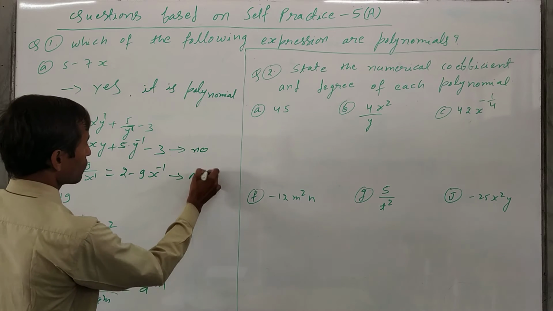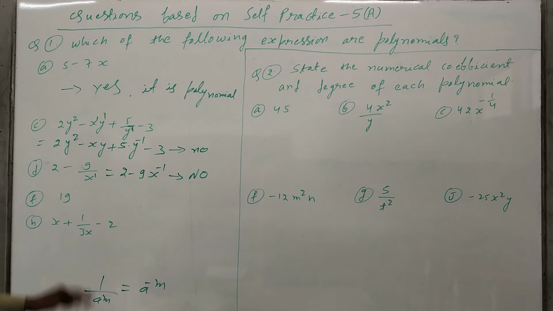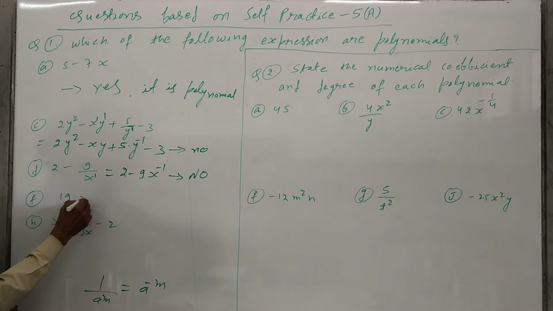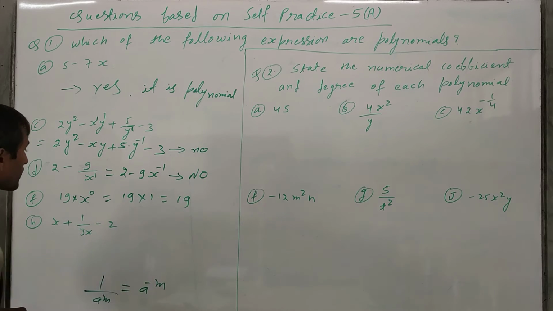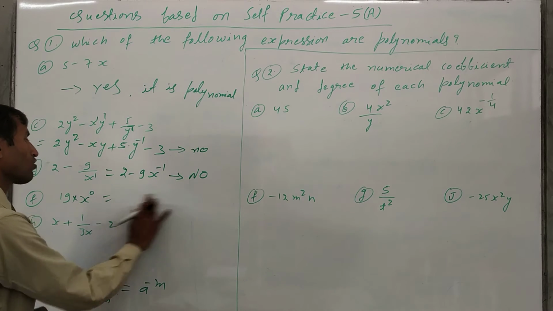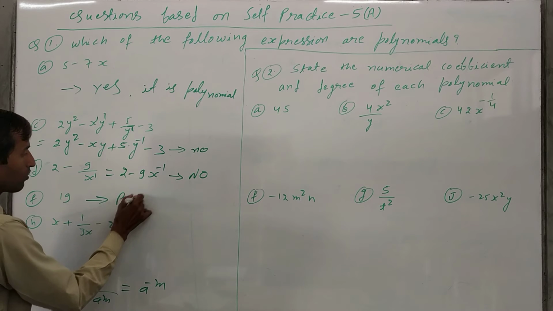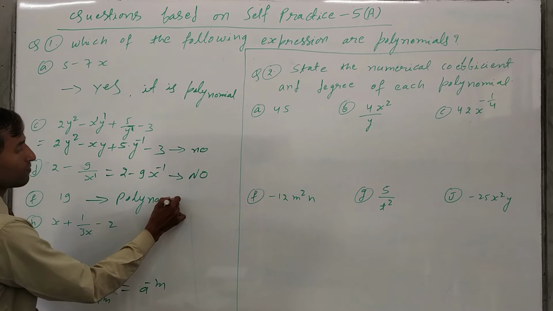So the answer is no. Next one, here 19 means only a constant is there, no variable is written, which means maybe x power 0, y power 0, because something power 0 means 1, so 19 into 1 is always 19, so it will not affect. It means the power is positive, 0 is there, or you can say a constant is also called a polynomial only. So this one is a polynomial. Yes, the answer is yes.